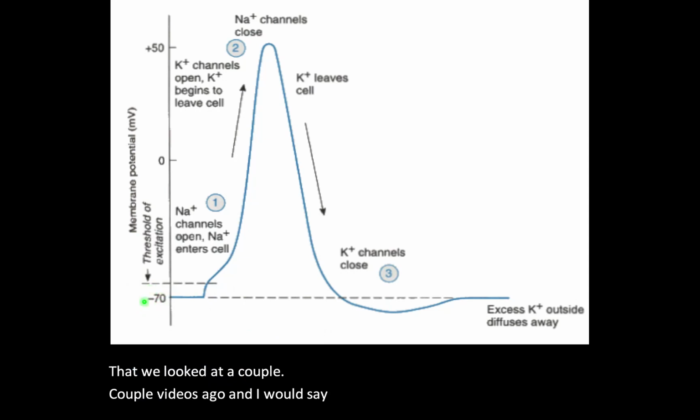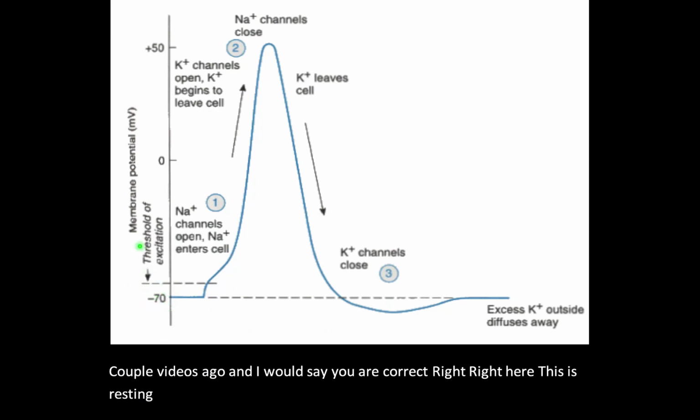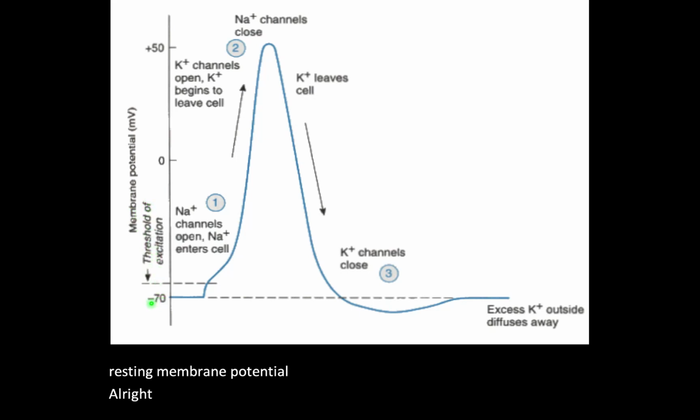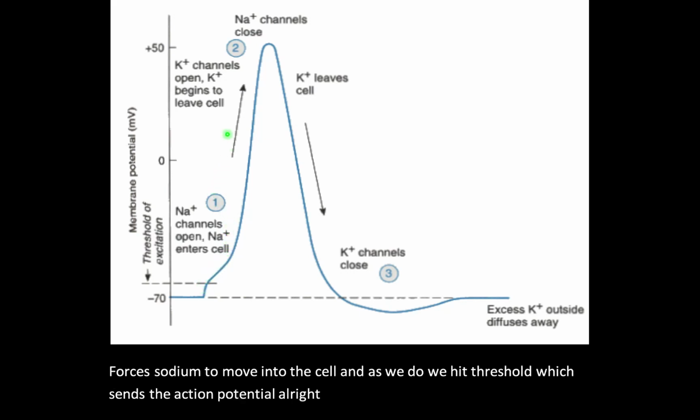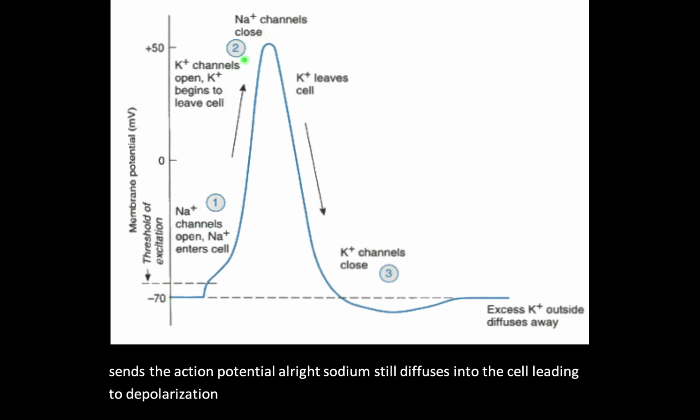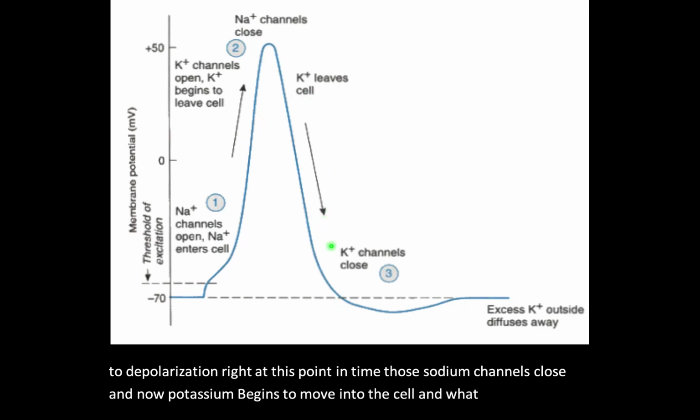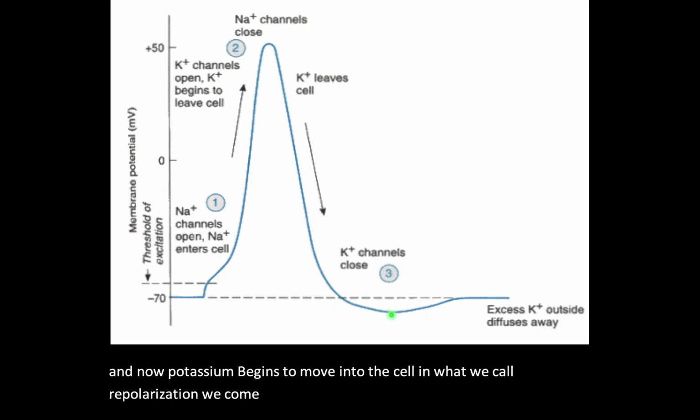Right here, this is resting membrane potential. Some stimulus comes in, forces sodium to move into the cell, and as we do, we hit threshold, which sends the action potential. Sodium still diffuses into the cell, leading to depolarization. At this point, those sodium channels close, and now potassium begins to move out of the cell in what we call repolarization. We come down and hit hyperpolarization at negative 80 millivolts, and then we level back off to resting membrane potential.